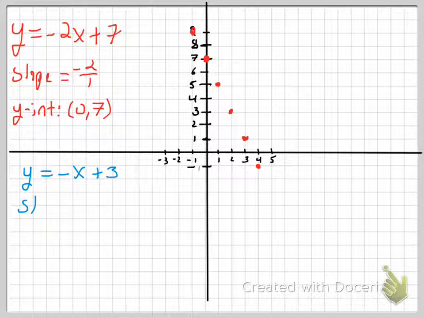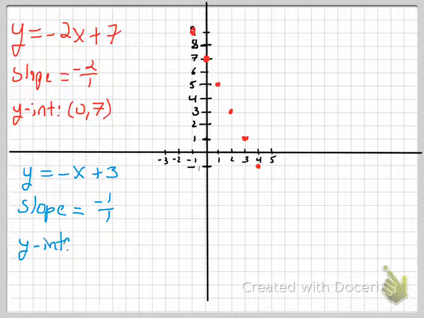we have a negative in front of the x. It's always, if there's nothing there, it's a 1, and because of the negative, it's a negative 1. So our slope is going to be negative 1 over 1. So we're going to go down 1, right 1, down 1, right 1, down 1, right 1. If we go reverse, we'd go up 1, left 1, up 1, left 1, up 1, left 1. Our y-intercept is going to be 0, 3, and that's where we're going to start.